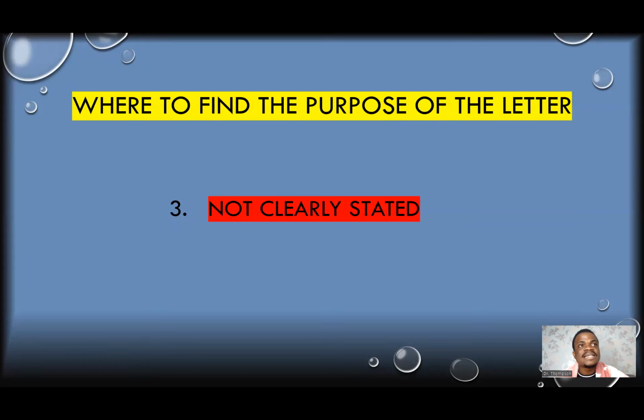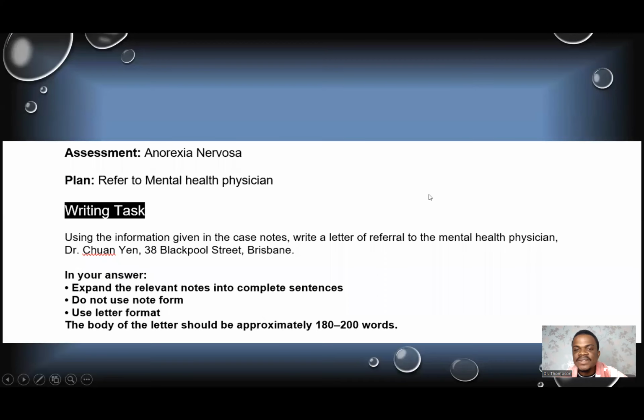All right. Sometimes the purpose of the letter will not be clearly stated in the writing task, and you cannot find it in the plan. So when it is not clearly stated, for example, in this case, read the writing task. Using the information given in the case note, write a letter of referral to the mental health physician, Dr. Chuan at this address. Here, nothing is said of what the mental health physician needs to do. If you also go to the plan, refer to mental health physician.